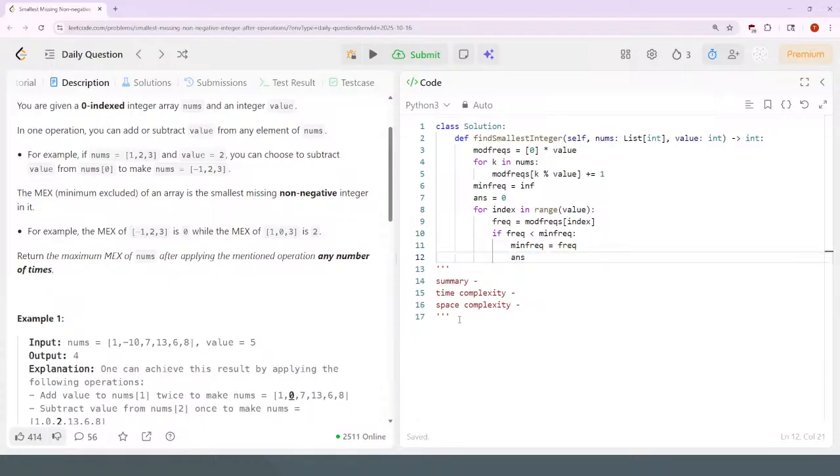Answer should equal this min frequency times value plus index. I think this is correct.